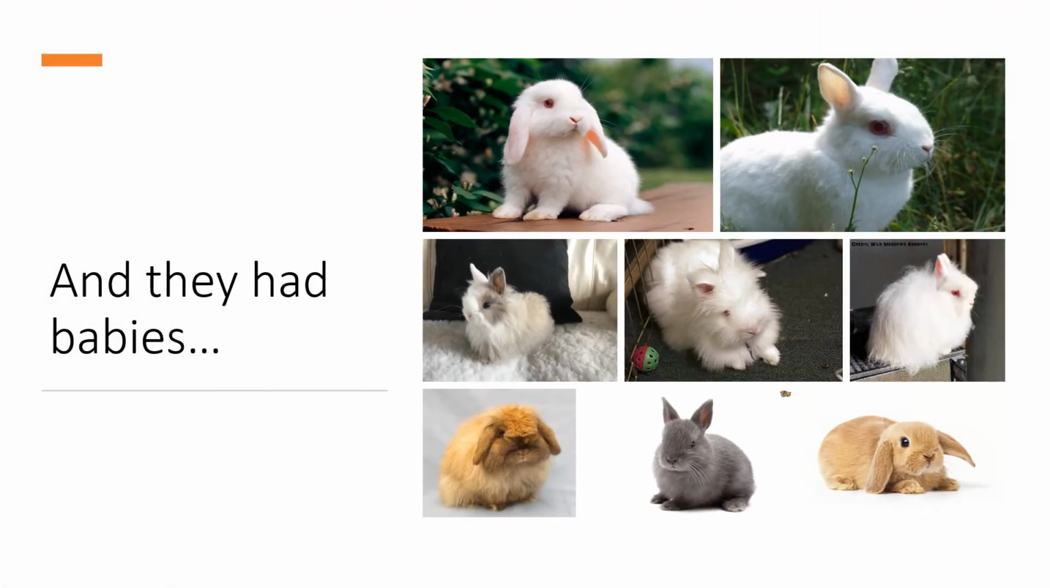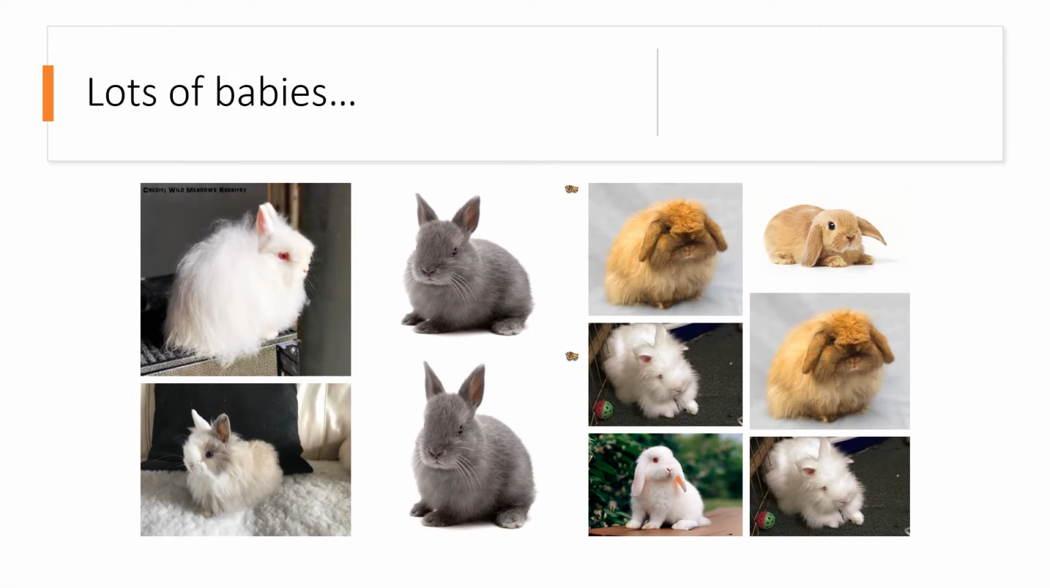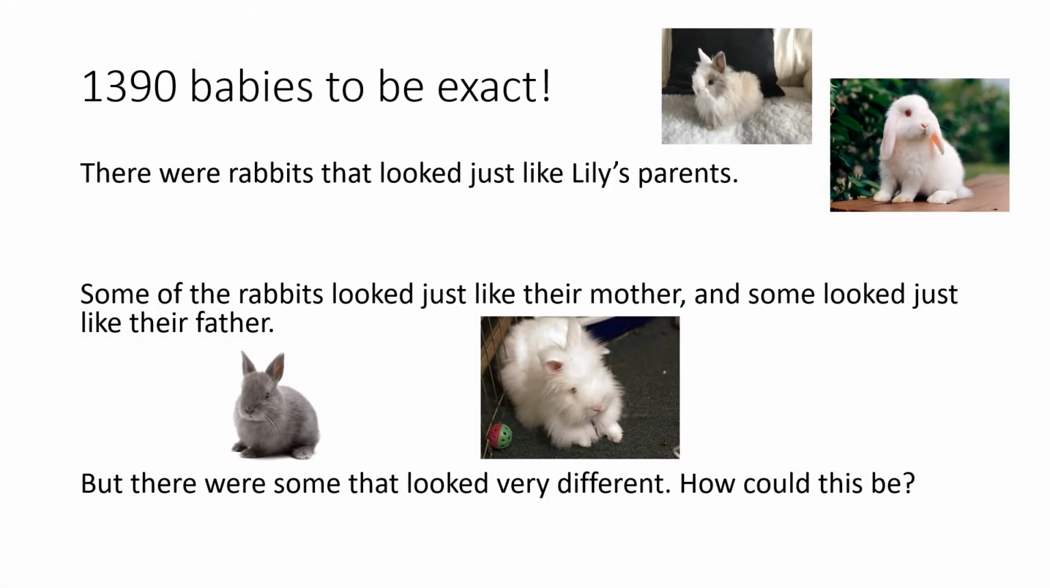And they had babies. Lots of babies. 1,390 babies to be exact. There were rabbits that looked just like Lily's parents, some of the rabbits looked just like their mother, and some looked just like their father. But there were some that looked very different. How could this be?